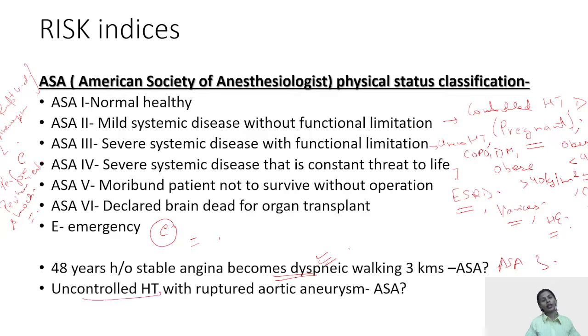Second, uncontrolled hypertension with ruptured aortic aneurysm. As already discussed, this is ASA 5. The patient is not going to survive if the surgery does not take place.